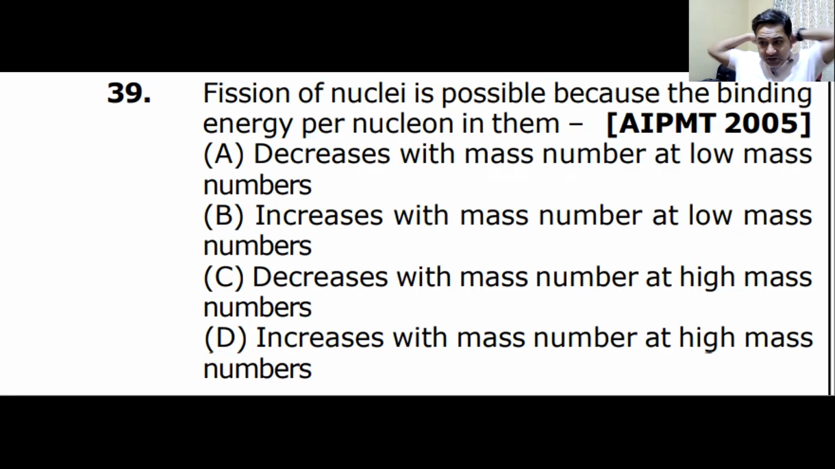Can I have the answer for this one, please? Fission of nuclei is possible because the binding energy per nucleon decreases with mass number at low mass numbers, increases with mass number at low mass numbers, decreases with mass number at high mass number, increases with mass number at high mass number. This is how they confuse you. But don't get confused. You have the answer. Fission we are talking about, not fusion. Same question can be made in fusion. Answer B, increases with mass number at low mass.